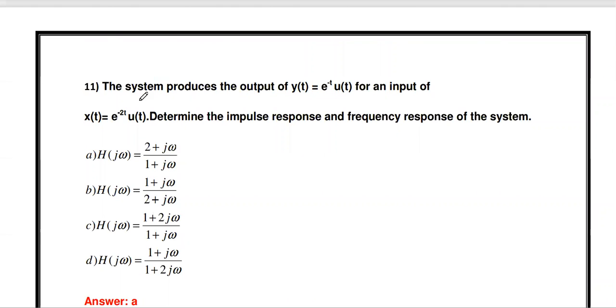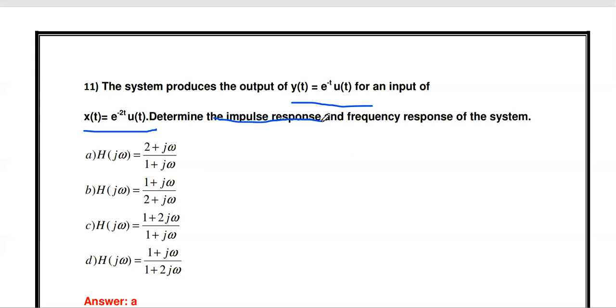Then the next question: the system produces the output y of t equal to e power minus t u of t for an input x of t equal to e power minus 2t u of t. Here you just determine the frequency response of the system. The impulse response is just deleted. So here, determine the frequency response of the system.